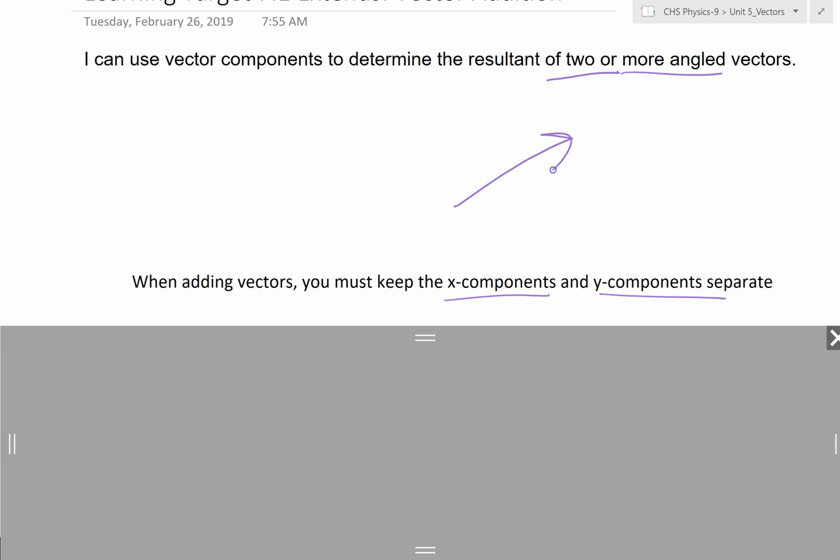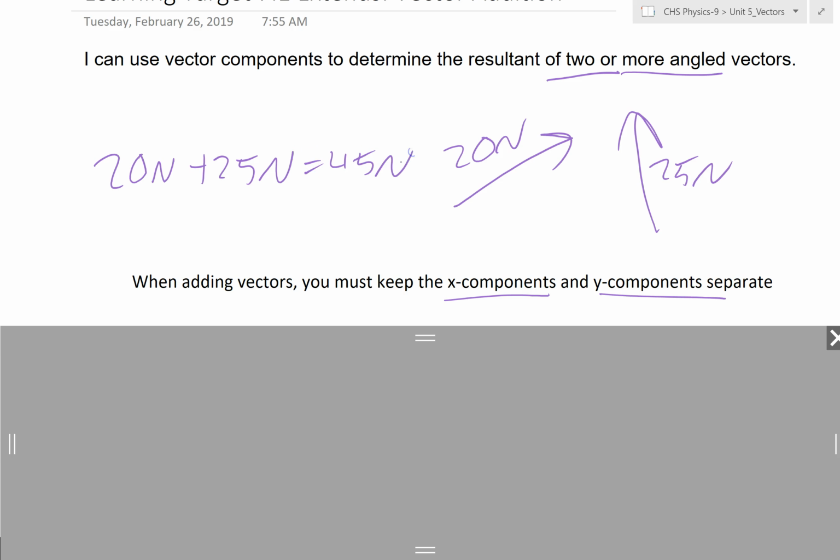If you have something that's at an angle like this, and let's say you've got 20 newtons of force there, and then let's say we've got another one that's at this angle. Well, let's make that a little bit more angled. Let's say like this, and this is 25 newtons. You cannot just do 20 newtons plus 25 newtons equals 45 newtons. That does not work.